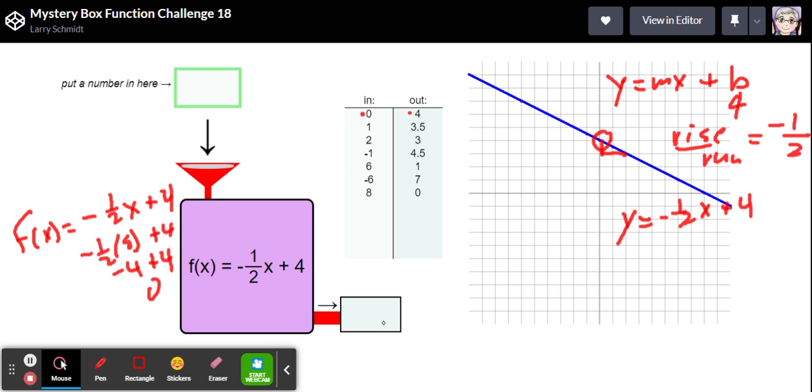Well, how did that go for you? Did you see that this was a linear function? Did you see that this was a line right away? Were you able to figure out the slope correctly?